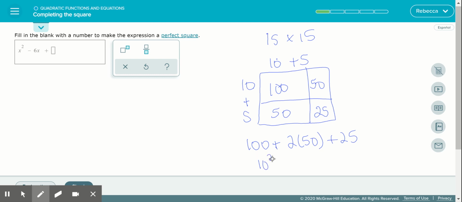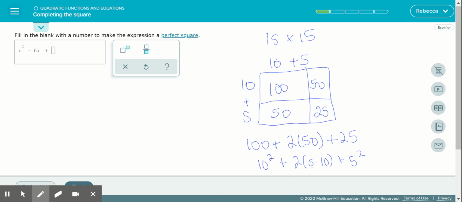Well, how this is connecting back to algebra is that 100 could be written as 10 squared. And then we have plus 2 times 50, which was really 5 times 10. And then 25 was 5 squared. So there's the connection where the algebra is coming in. The 10 squared is really like x squared.